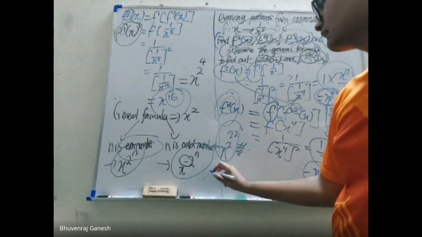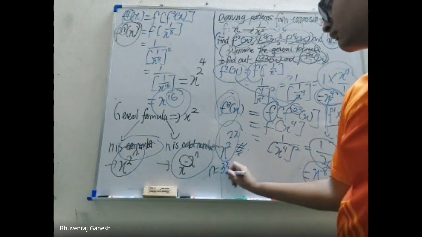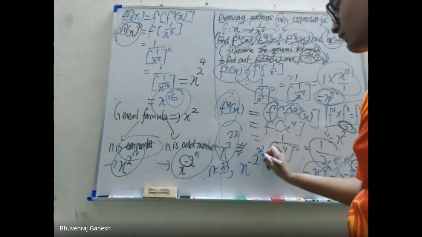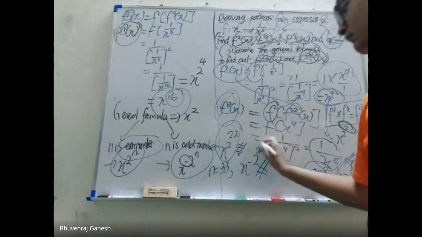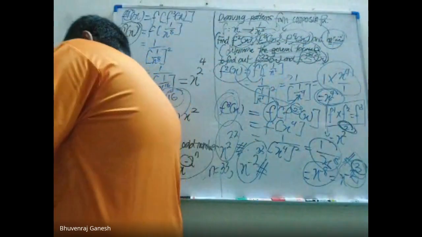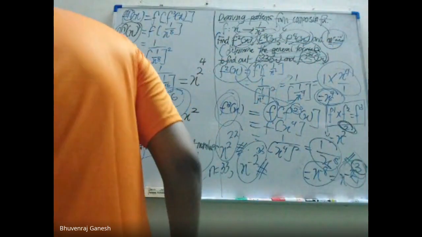And if n is 33, you'll get x to the negative 2 power 33. You don't need to find the value actually. Just stop here is enough for this. So yeah, that's the answer. So you can do like that.